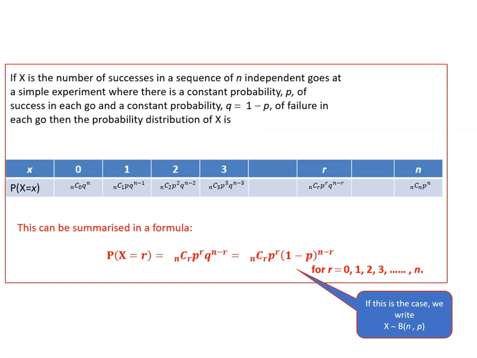We've also met the idea of the binomial distribution. If x is the number of successes in a sequence of n independent trials of a simple experiment, where there is a constant probability p of success in each go and a constant probability of 1 minus p of failure, then the probability distribution of x can be summarized as the probability that x equals r is nCr times p to the r times q, or 1 minus p, to the n minus r.